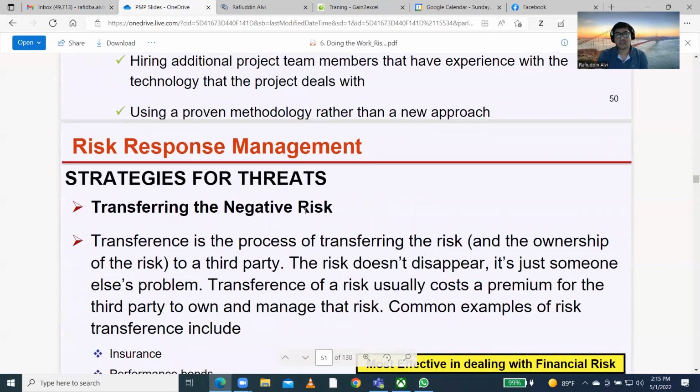Then you have transferring the negative risk. Transferring means, as I showed you, buying some kind of third-party insurance, or buying some kind of bond, to take care of that risk.